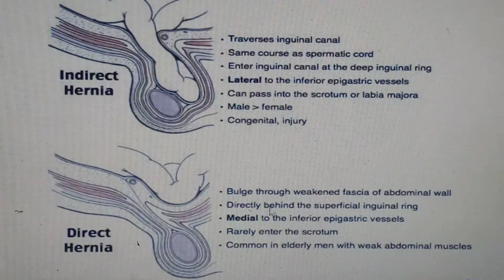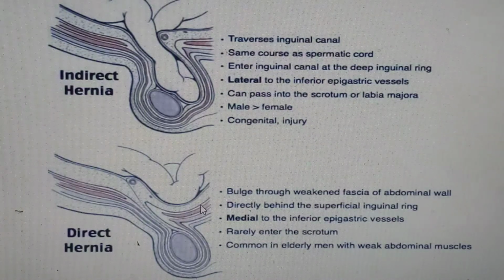And directly it will occur behind the superficial inguinal ring. So it's not going through the inguinal canal anyway. The main thing is that there's a bulge through the weakened fascia of the abdominal wall.